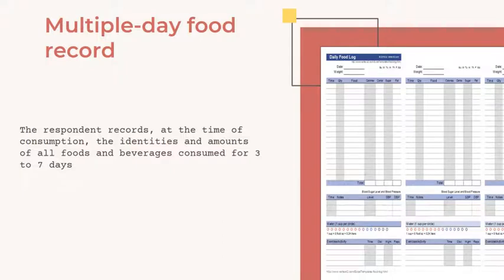Okay, so the next is your multiple day food record. This one doesn't need an interviewer. The respondent records at the time of consumption the identities and amounts of all foods and beverages consumed for 3 to 7 days. This is your sample form. So you just have to record what you have eaten with this one.